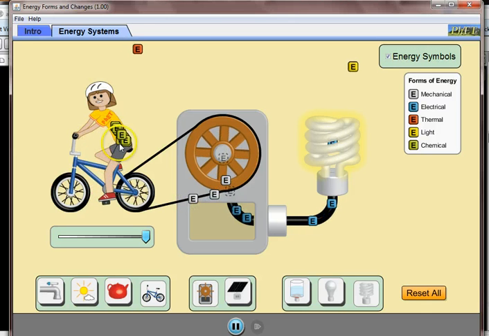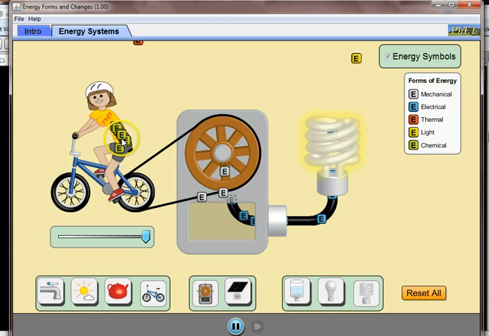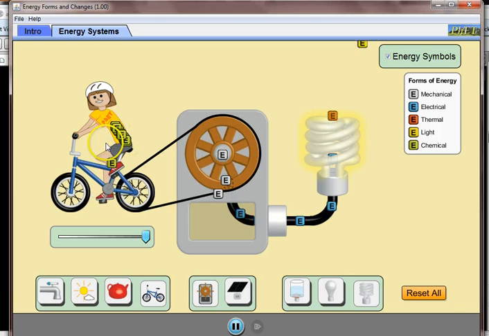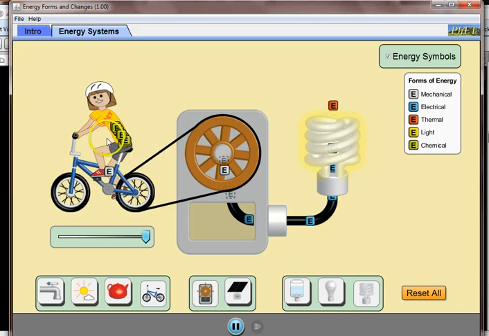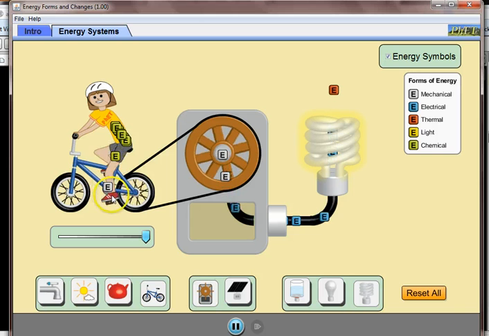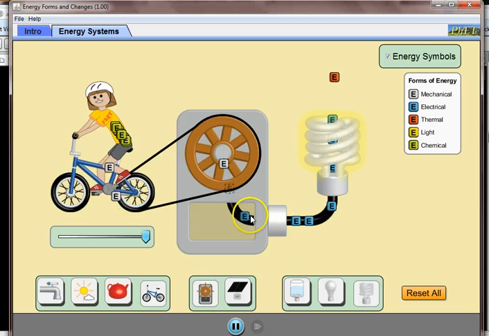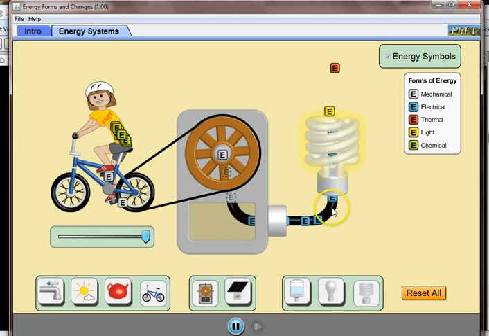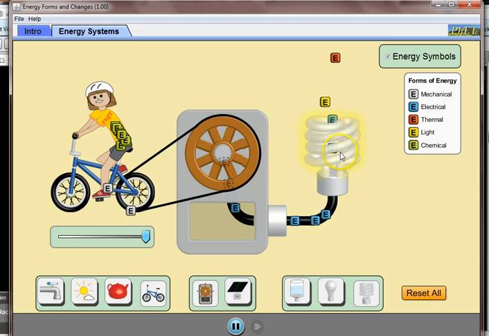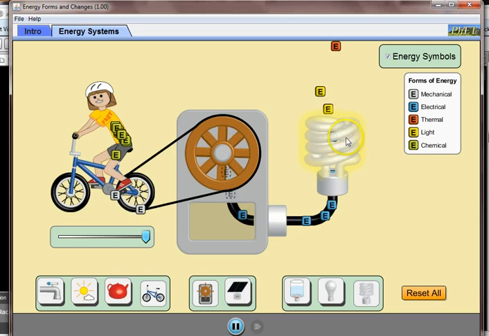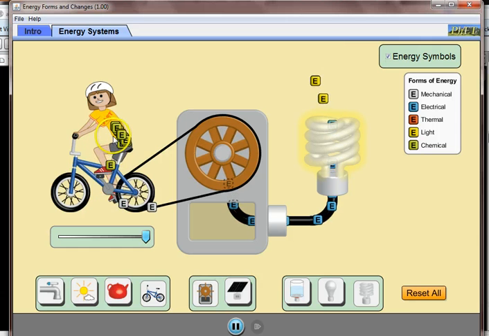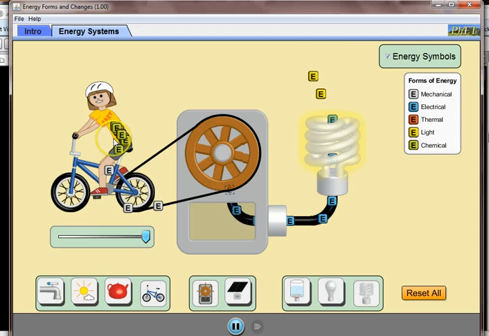He's happy again, and he or she, I don't know, is riding the bike. Chemical energy gets converted into mechanical energy, which gets converted into electrical energy. Electrical energy gets converted into light energy. The question is, where is this chemical energy coming from?